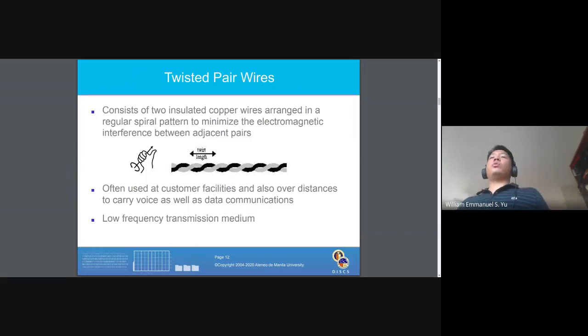So first, let us talk about twisted pair wires. Twisted pair wires are basically made out of copper wires. These are two insulated copper wires arranged in a regular spiral pattern.